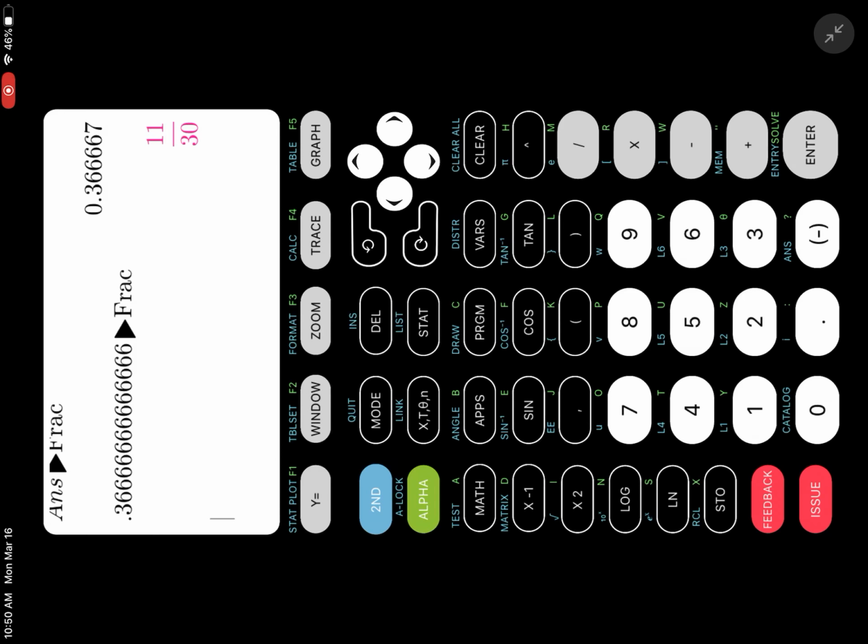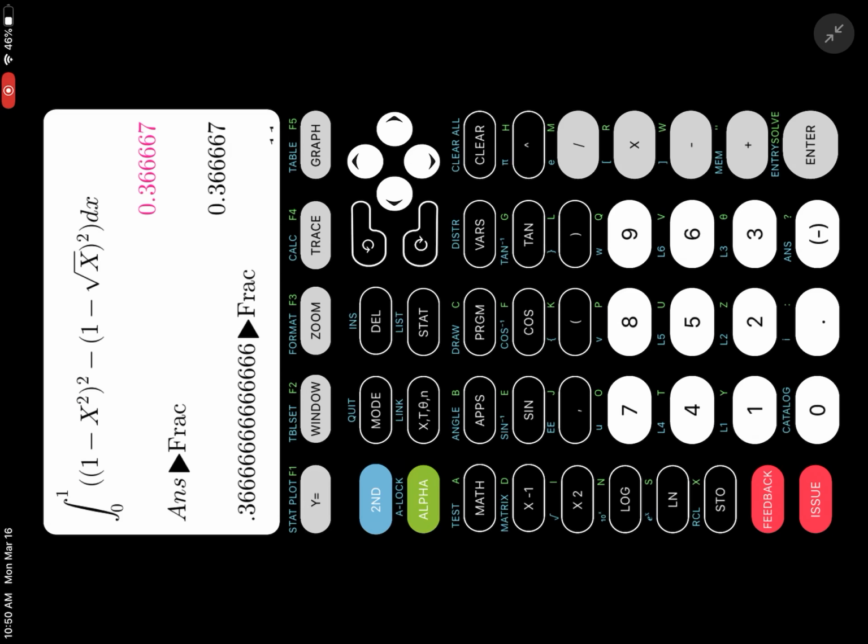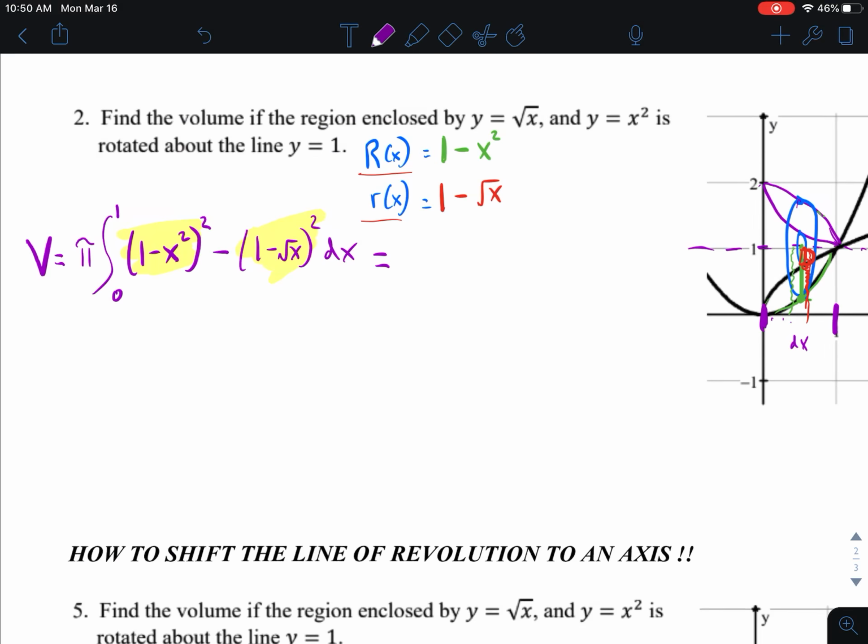Now, let me go back so you can see all my stuff on that screen. There it all is. That's how I did it. That's how I got the fraction. So I got 11 over 30 pi. That is the volume of this figure.